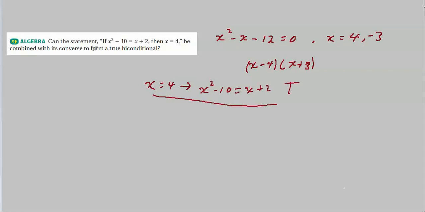Can it be combined to form a true biconditional? Well, that's the funny thing, because the converse is true, but the other isn't. So I would say no, you really can't form this into a true biconditional, because x could also equal minus 3. When you write if and only if, that means both sets coincide, and they don't. We have a minus 3 here that lies outside our conclusion.